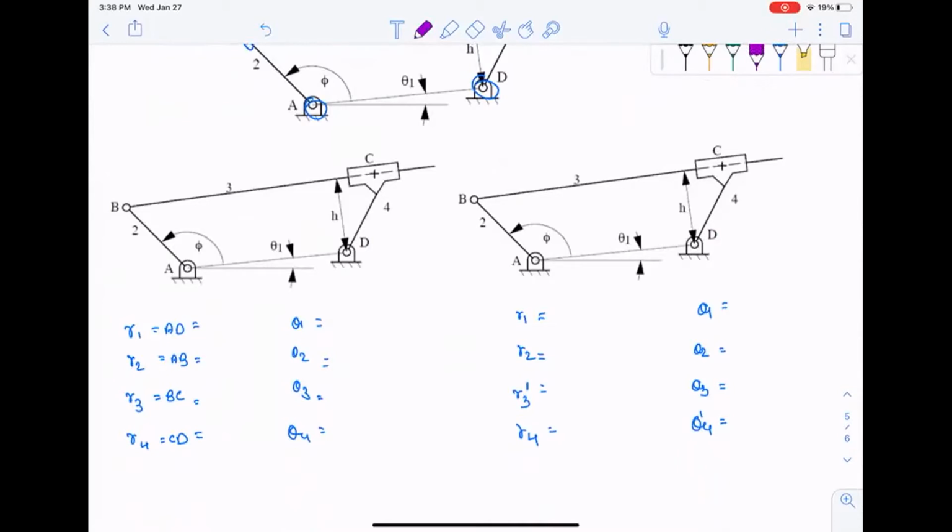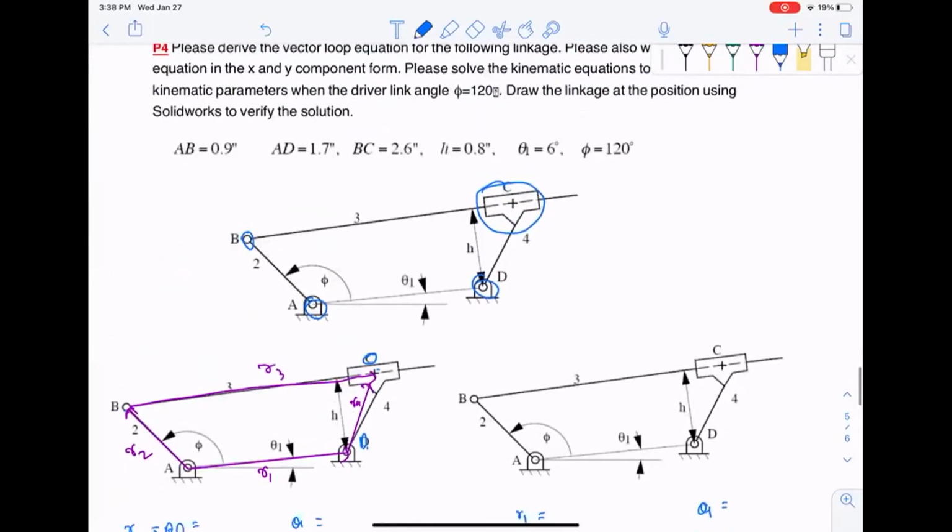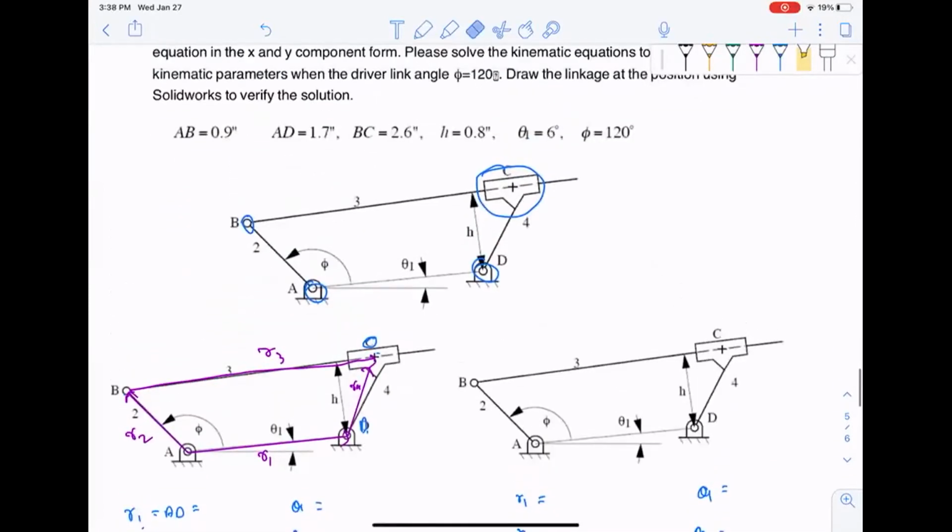So the first approach is a very conventional one where we have four vectors: R1, here we have R2, here we have R3, and here we have R4. If I have to write the values of these parameters, then R1 is AD, R2 is AB, R3 is BC, R4 is CD.